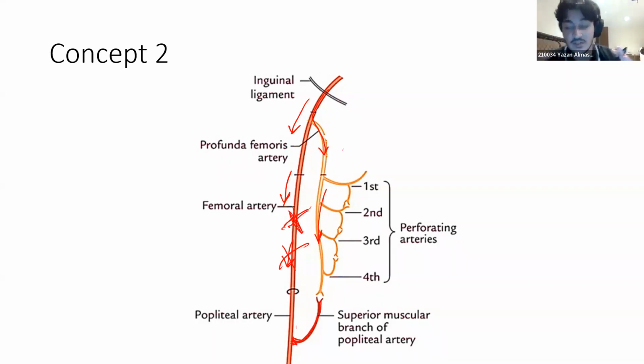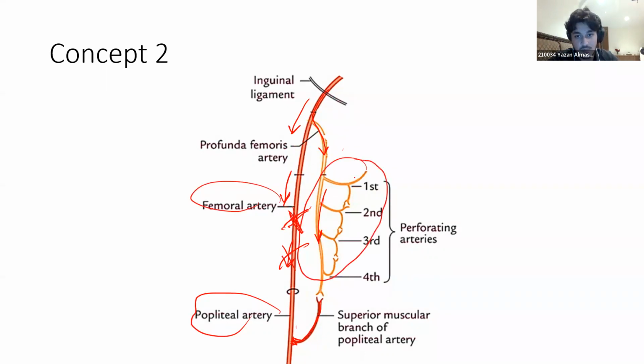Maybe I should have started by explaining it. Anastomosis is basically two arteries joining together. For example, in this case, the popliteal artery is joining with the femoral artery through these anastomoses. Does that make sense? Yes, it does make sense.